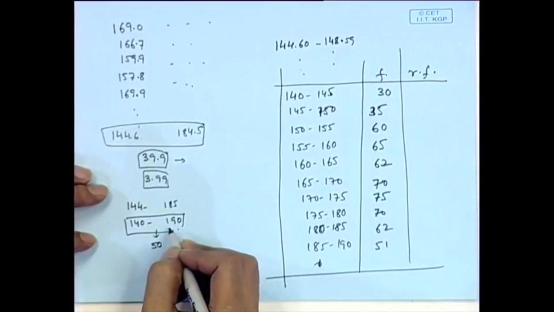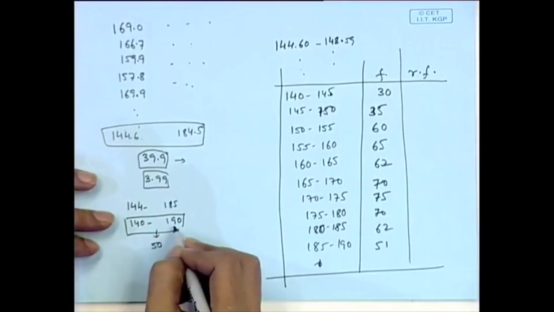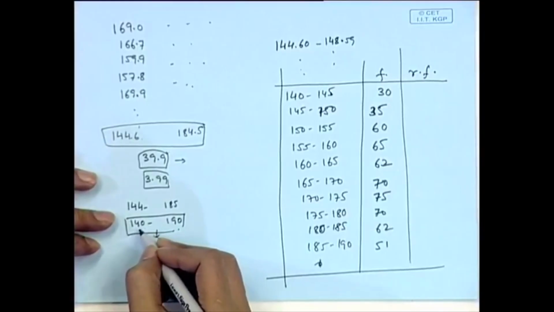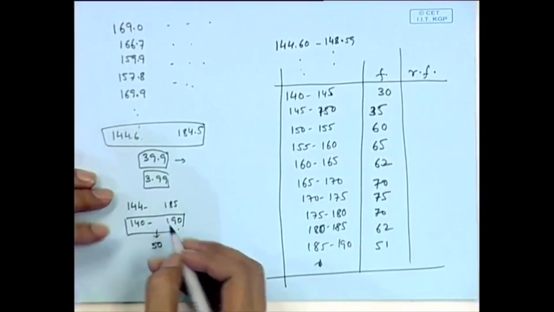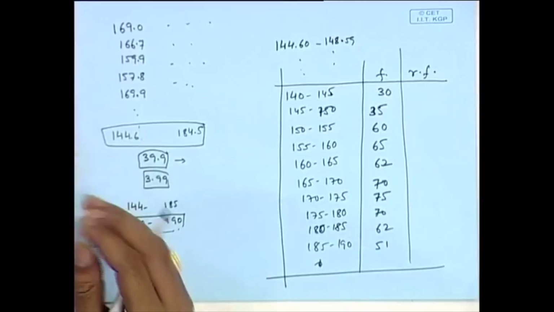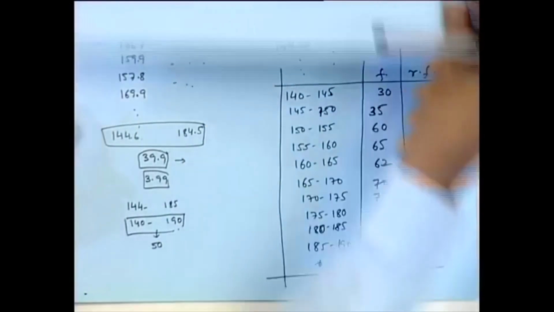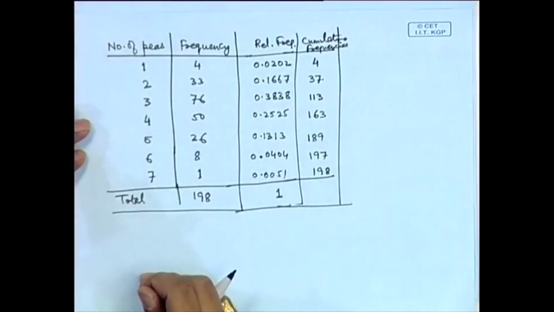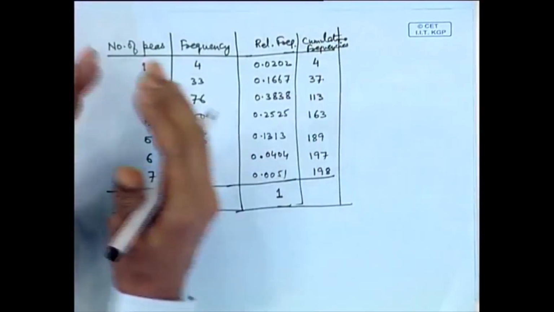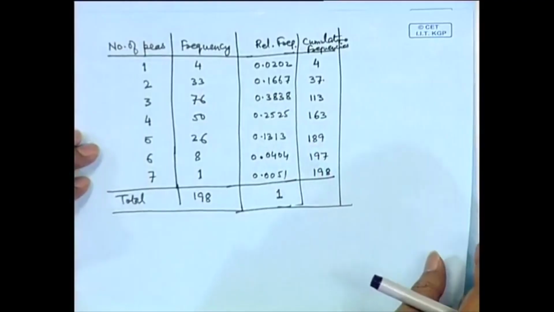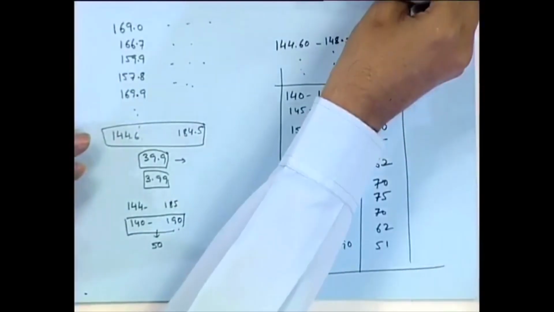At the same time, if we are making too many intervals, suppose in place of 10 I make here 25 intervals of length 2 each. So, 140 to 142, 142 to 144, then it will be difficult to analyze. It is the same thing like in the discrete case, that if I have too many values here, then it is not easy to handle that from a statistical methodology point of view.